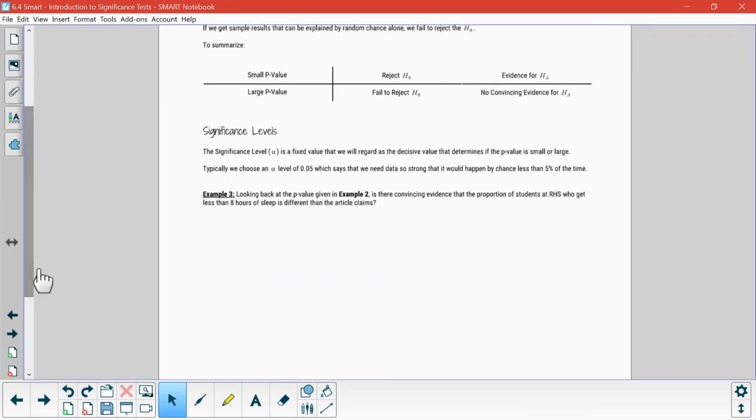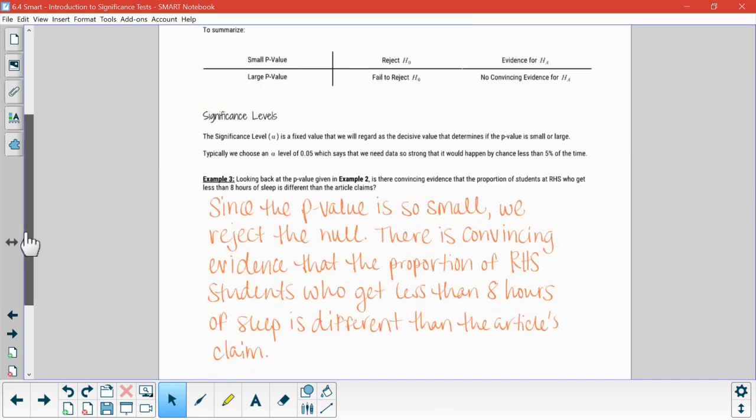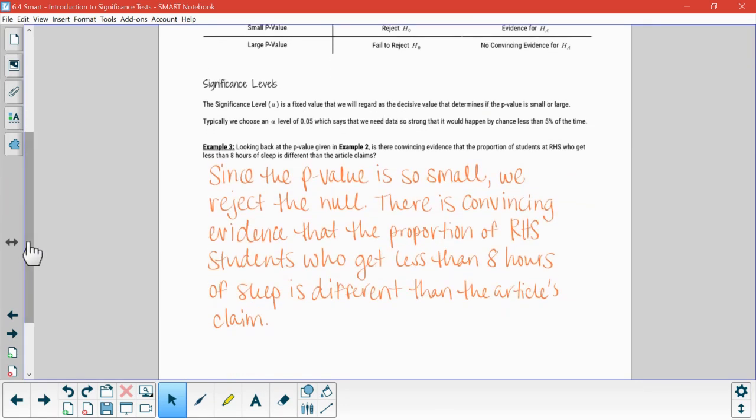Last example, looking back at our p-value in example 2, is there convincing evidence that the proportion of students at RHS who get less than 8 hours of sleep is different than the article claims? Well, our p-value was very, very small. And since it's so small, we are going to reject the null. We're going to say that there is convincing evidence that the proportion of RHS students who get less than 8 hours of sleep is different than the article's claim.